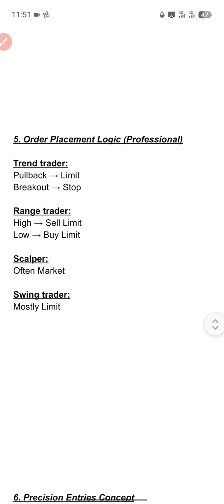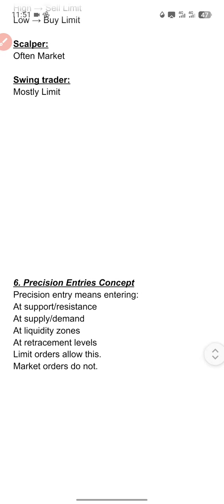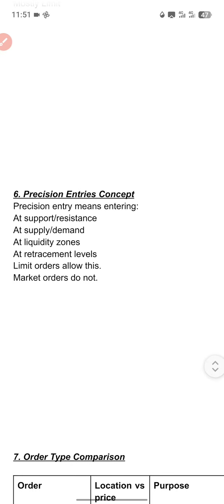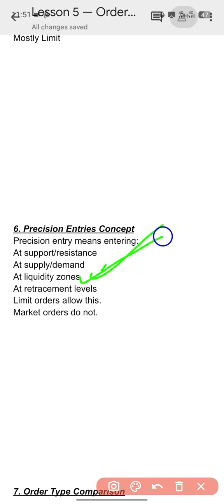Now scalp traders often use market execution. Swing traders often use limit orders. Now precision entries. Precision entry means entering at support or resistance, at supply or demand, at liquidity zones. Take note of this: liquidity zones. We'll be talking about it more often on this channel.